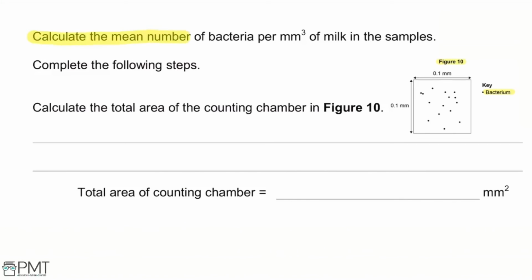Calculate the mean number of bacteria per millimetre of milk in the samples. Complete the following steps. Calculate the total area of the counting chamber in figure 10. So looking at figure 10, it's a square and it's 0.1 by 0.1 millimetres. To define its area, we've just got to multiply those sides together. So 0.1 multiplied by 0.1 is 0.01 millimetres squared.